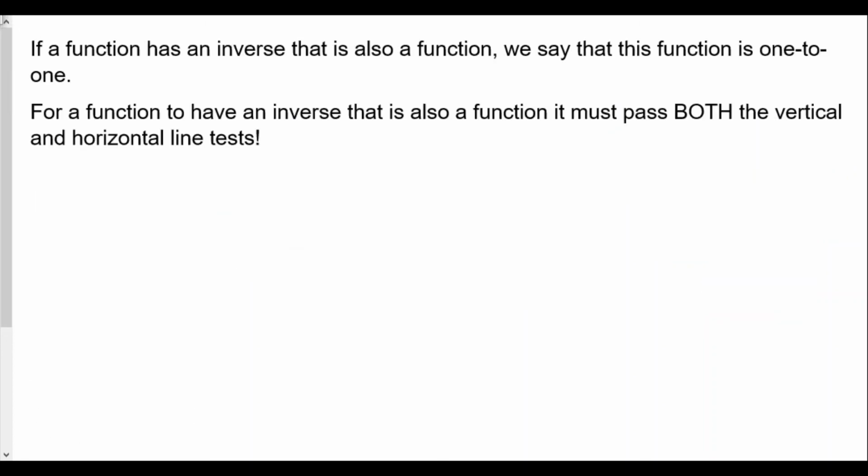And so, if a function has an inverse that's also a function, we say the function is one-to-one. For a function to have an inverse that's also a function, it must pass both the vertical and horizontal line tests. Very important indeed. Okay, so we're going to end part 1 of our homework review with this information.